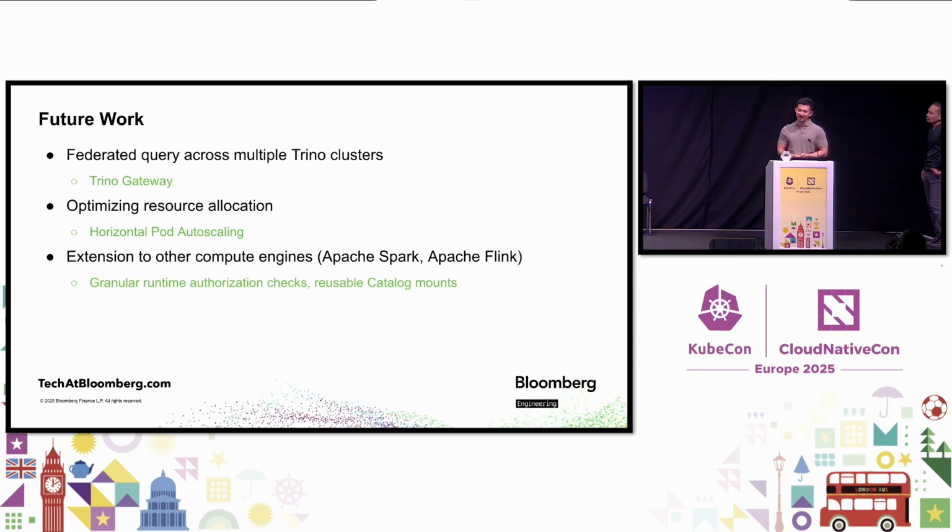We still have a lot of work cut out for us, and we look forward to following the recommendations of the open source Trino community by deploying a Trino gateway alongside our Trino services to enable our Trino cluster users to run queries onto a federated endpoint that can route their queries intelligently across multiple Trino clusters for use cases like supporting a query to continue running in disaster recovery or through maintenance operations. We also look forward to enhancing our resource allocation strategy by utilizing horizontal pod autoscaling in a Kubernetes fashion. And lastly, we're looking forward to extending this exact solution across other compute engines like Apache Spark and Apache Flink so that we can reuse these definitions of mounted catalogs and apply the same level of granular runtime authorization checks across all of our compute engines that we maintain on Kubernetes.